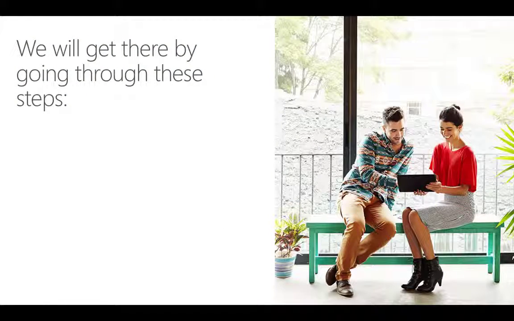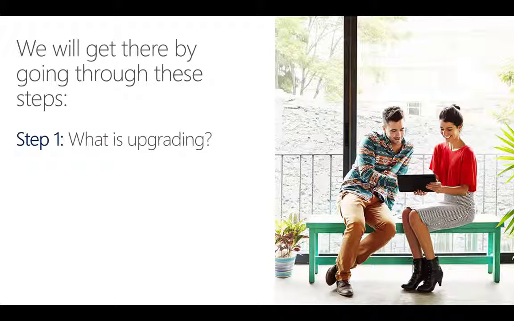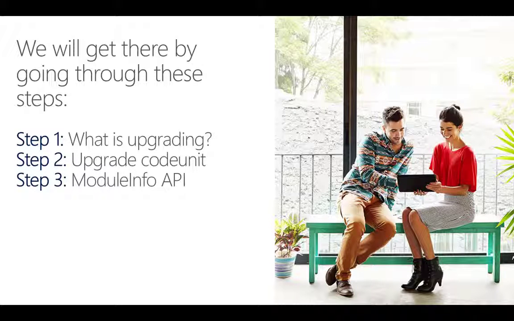I will talk about this in 3 easy steps. First, I'll explain what I actually mean with upgrading an app. Next, I'll show you the building blocks that you need to use to manage the data migration between versions of your app by showing the upgrade code unit in step 2 and the module info API in step 3. Let's dive into step 1 right away.